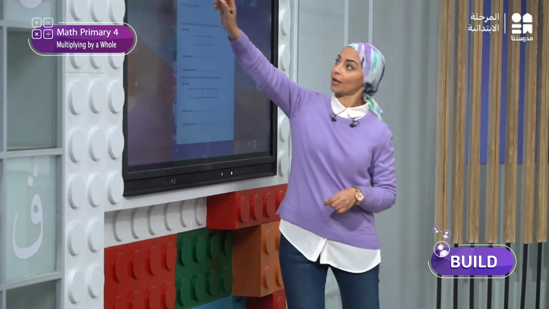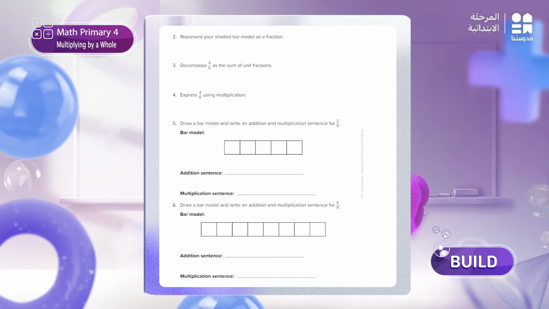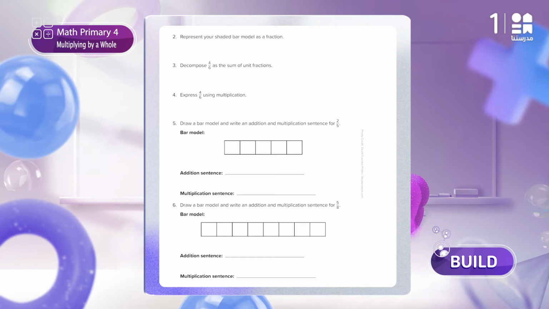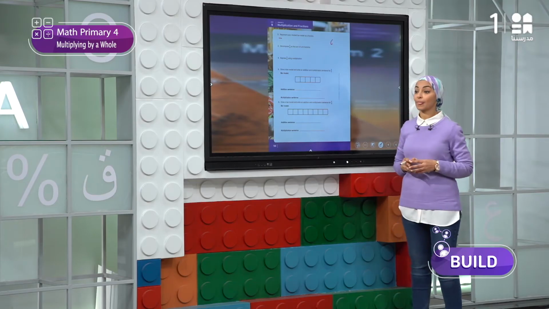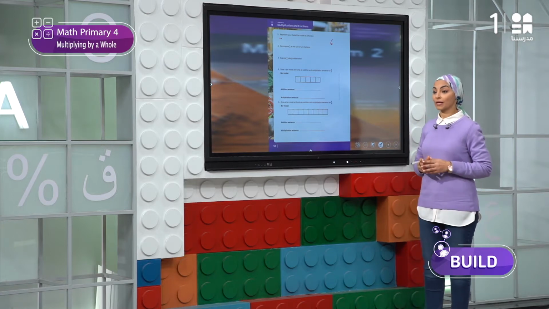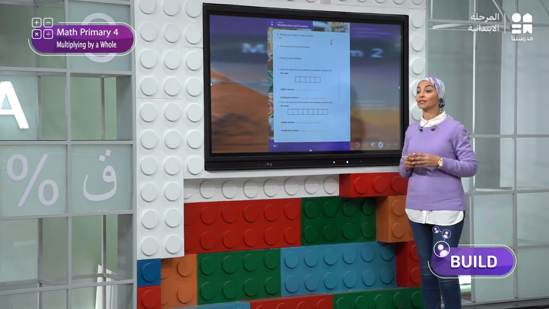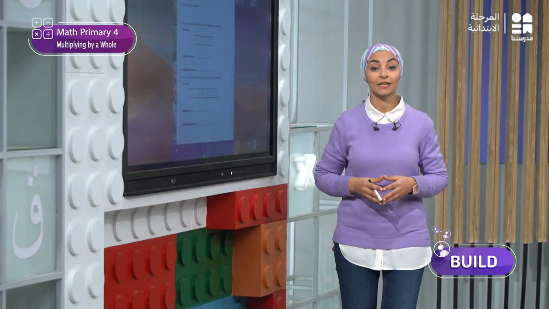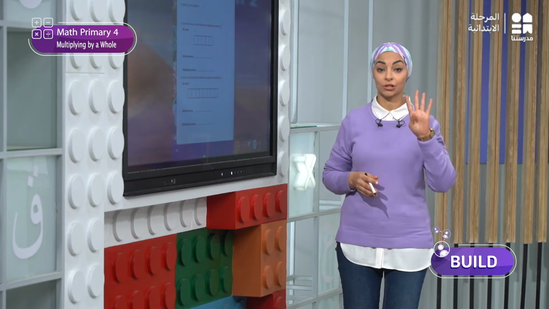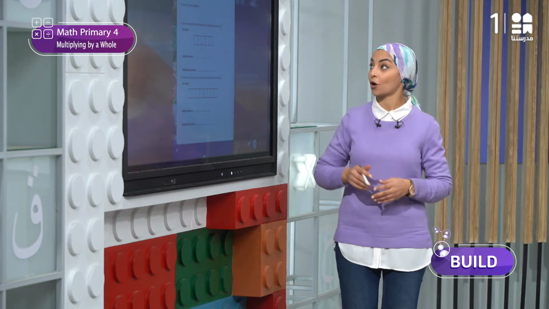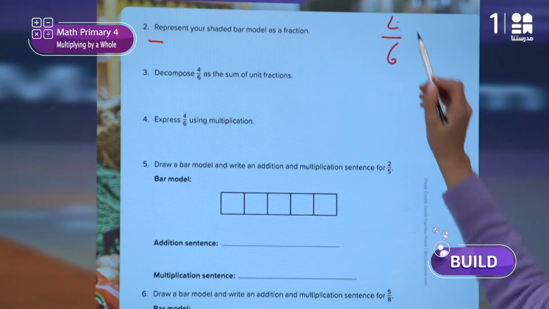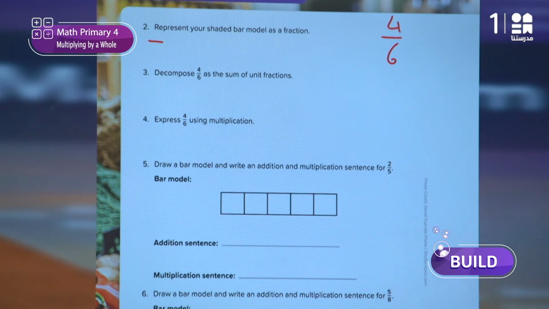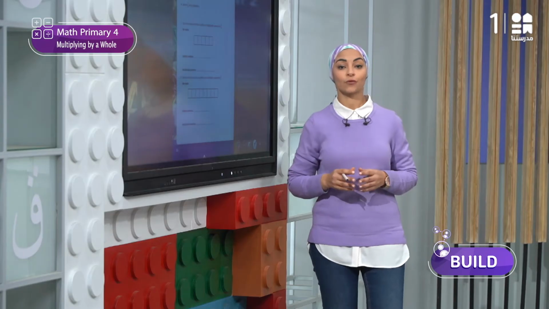Here in problem number 2, as you see, he wants me to represent the shaded bar model as a fraction. Okay, the total parts are what? Yes, they are 6 parts, right? I will write this in the denominator. What about the numerator? The numerator is the number of parts shaded. How many parts shaded do I have? Yes, we have 4 parts shaded, which are the dogs left with Omar. So my fraction is 4 over 6. And now the fraction is 4 over 6.